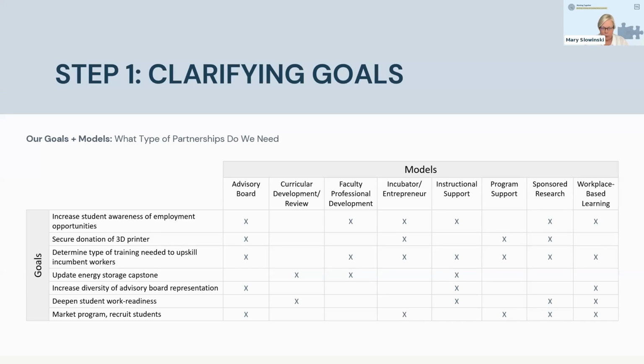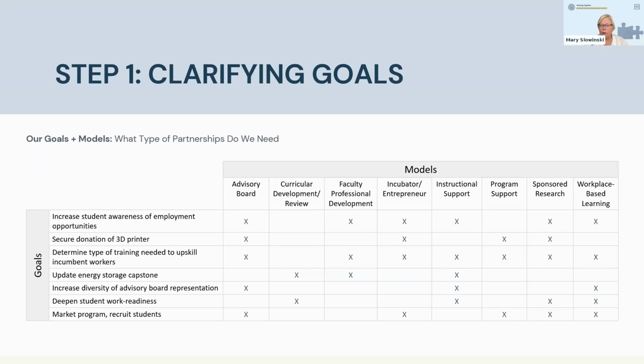So the next step that we would do is to go into each of these intersections that have an X and think about what that would look like. It's going to look different for different partners. Somebody who's used to donating money or goods probably isn't going to help you that much with increasing student awareness of employment opportunities, right? That's not something that those types of partners are keyed in for, but they certainly can help you with the donation of the 3D printer.